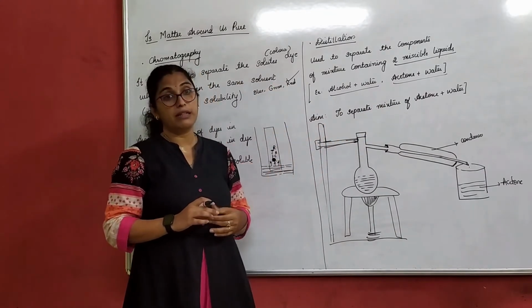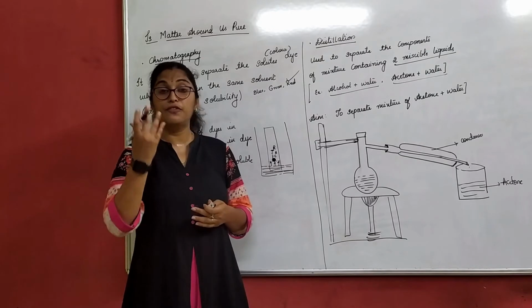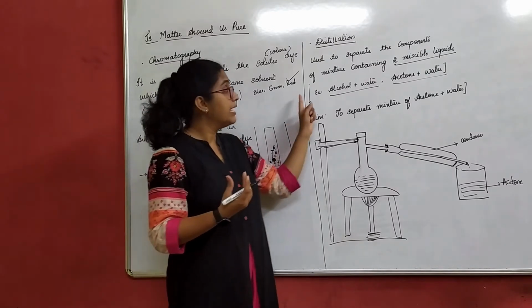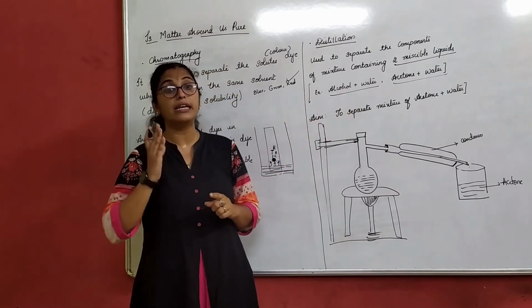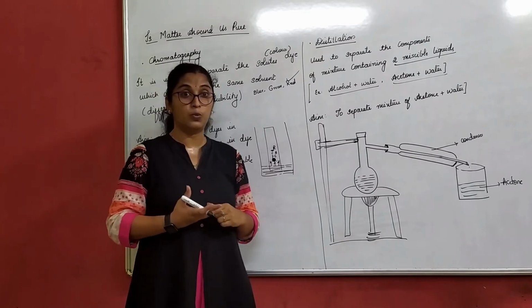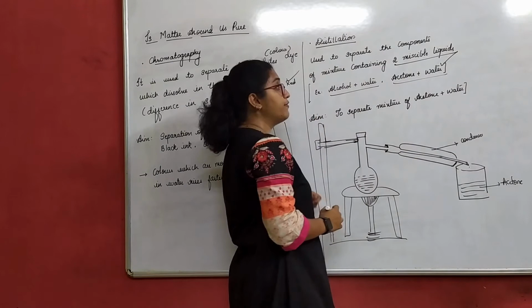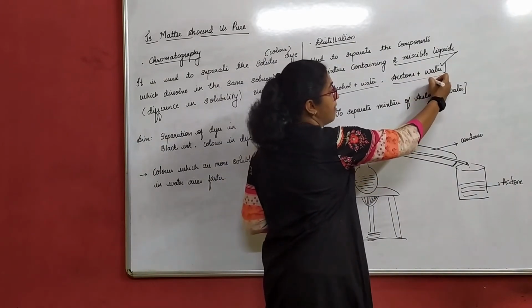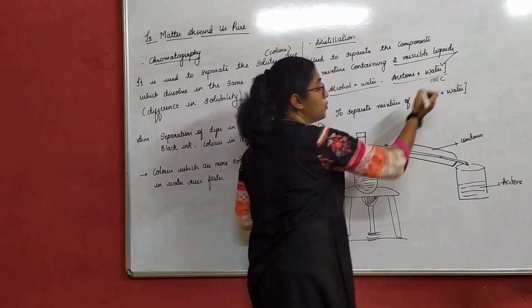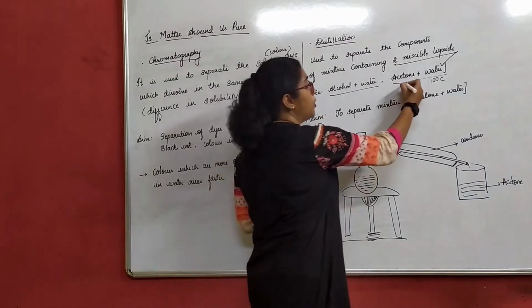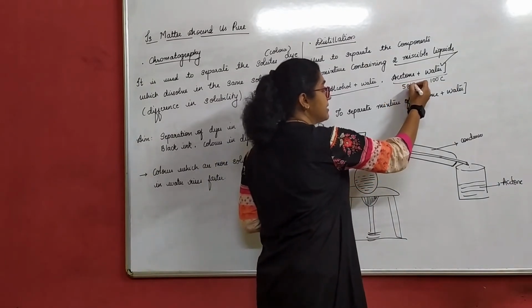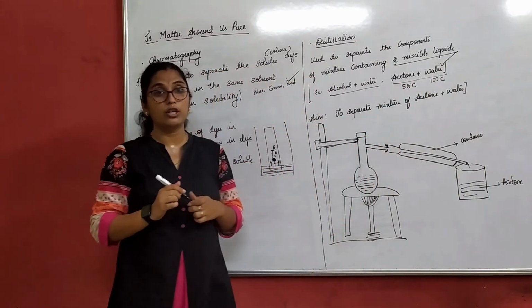This distillation method, when we use it, is based on a physical property. That means it is based on the boiling point of the given liquid. That means if I have to separate acetone and water, water boils at 100 degrees Celsius. We all know that, correct? Acetone boils at 56 degrees Celsius. Now, what is the meaning of this?